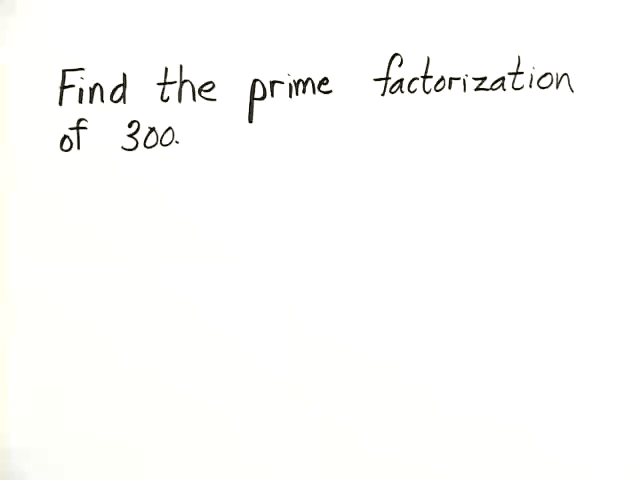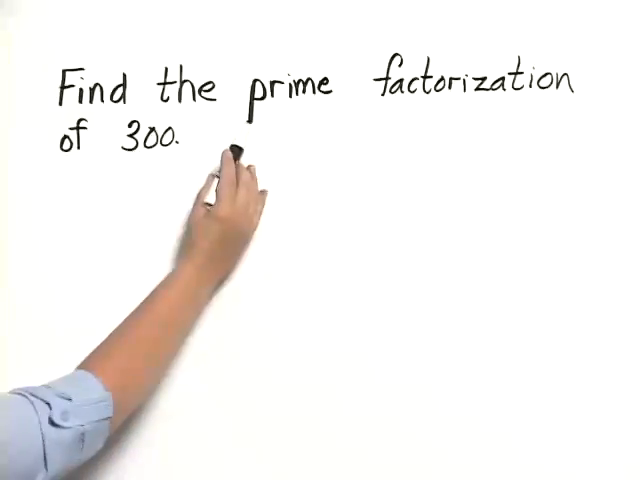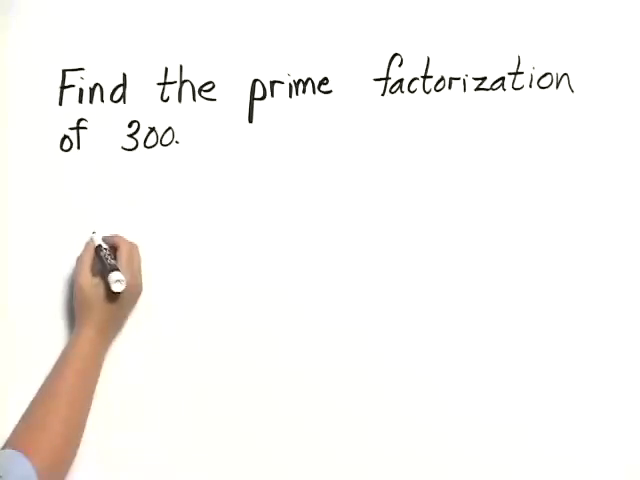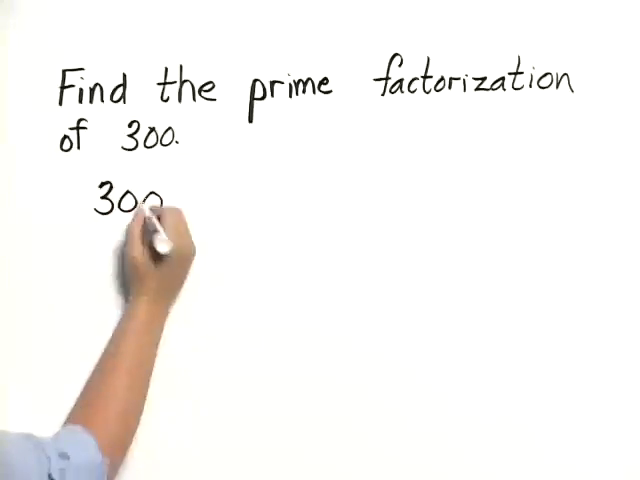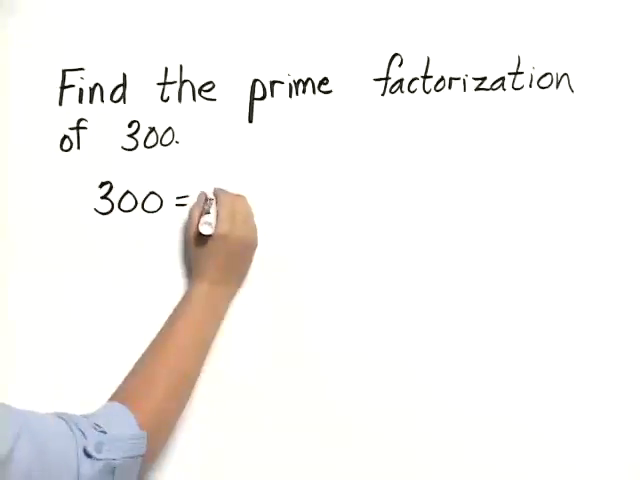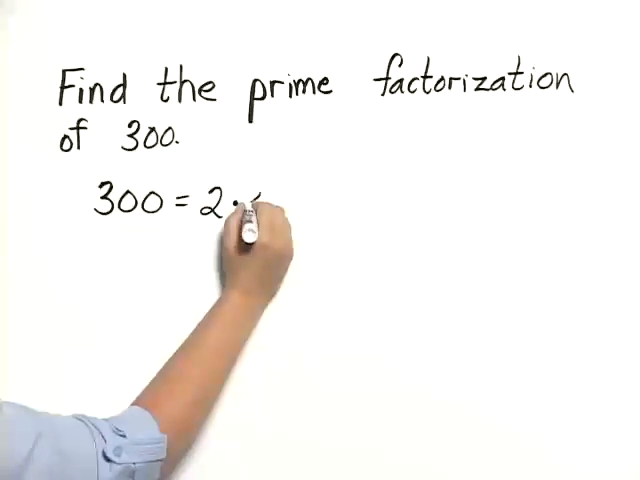Find the prime factorization of 300. A factorization means we're going to write 300 as a product. Prime factorization means as a product of prime numbers. We can begin by writing 300 as any product, say 2 times 150.